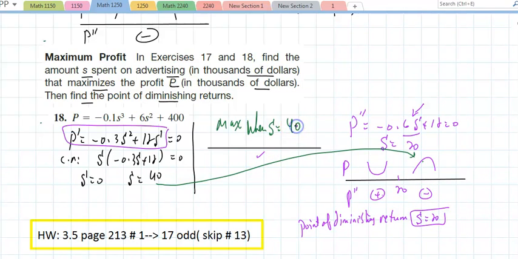You could do the testing there, but this is a lot more efficient. And there's your homework. 3.5, you're going to do numbers 1 through 17 odd, and you're going to skip number 30.